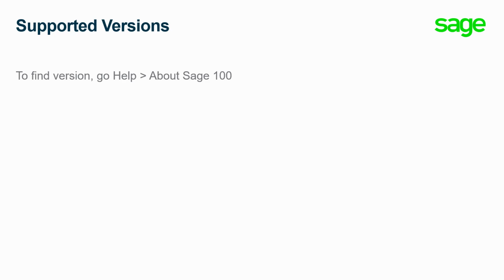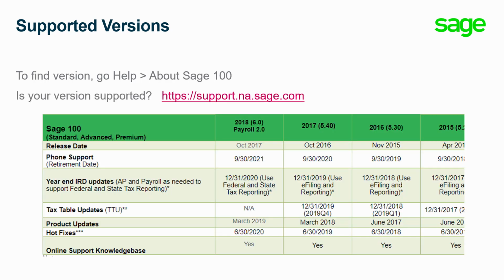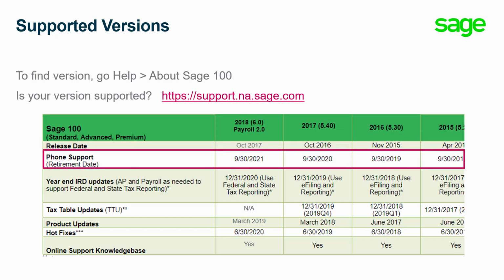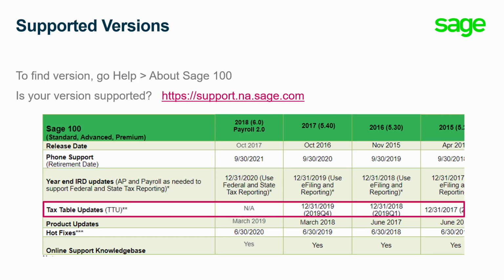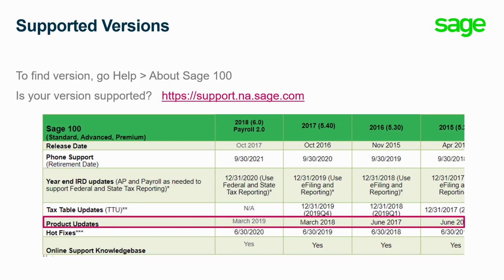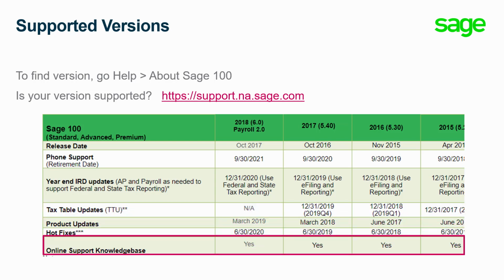In order to find your version, on your Sage desktop, you'll go to the tab for Help and look at About Sage 100. In order to find your supported version, you'll go to the Sage support website. You can do that either from this website address, or directly from your Sage 100, which is a very quick and easy way to do that. The chart you see will show you the supported versions, when they're released, if phone support is still available, if there is a year-end interim release, any tax tables that might need to be updated for payroll, any product updates, hot fixes, and your online support knowledge base.